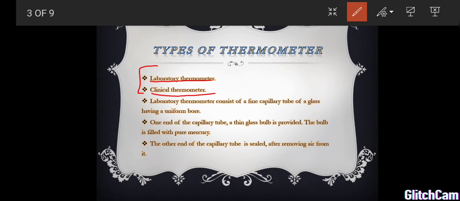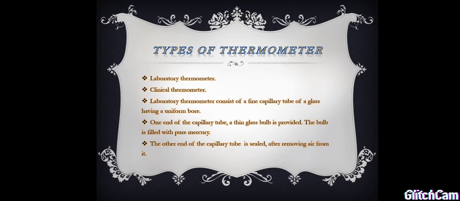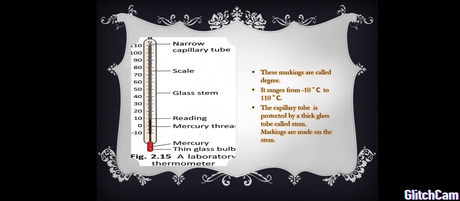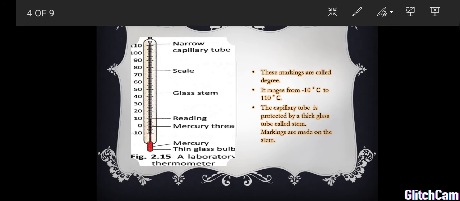Now what is the construction? The laboratory thermometer consists of a fine capillary tube of glass having a uniform pore, and one end of this capillary tube ends with a bulb, and the bulb is filled with pure mercury. The other end of the capillary tube is sealed after removing the air from the tube. This capillary tube is protected with a thick glass. That glass is called the stem, and the measurement is also on the stem. This measurement is called degree.